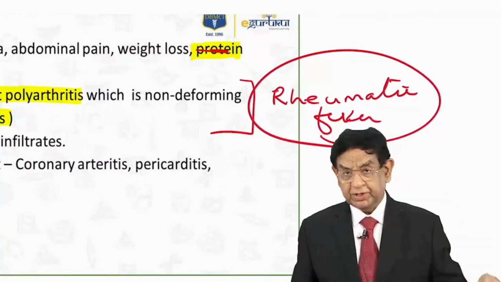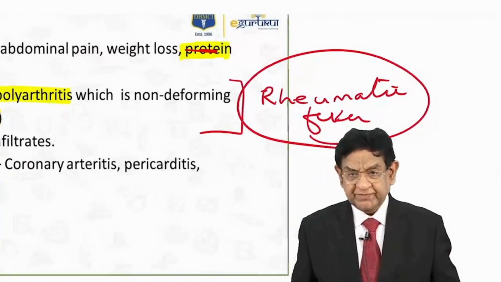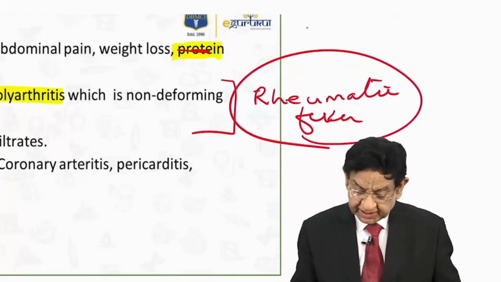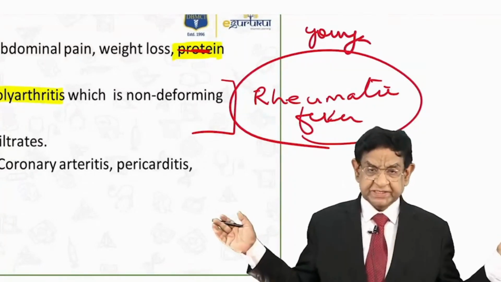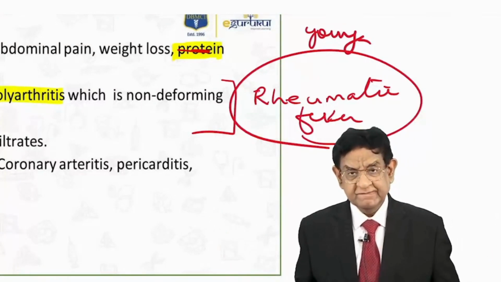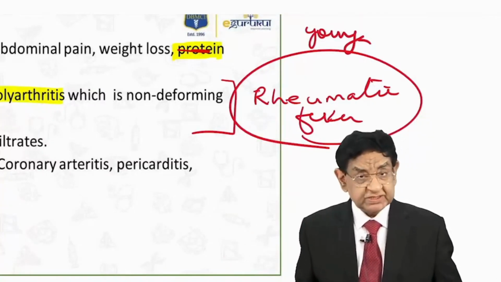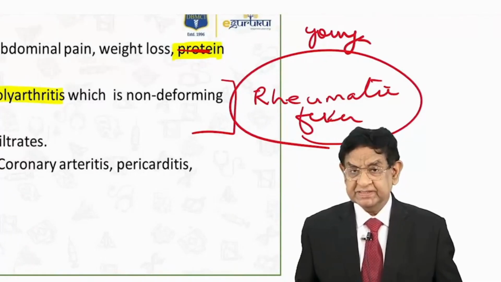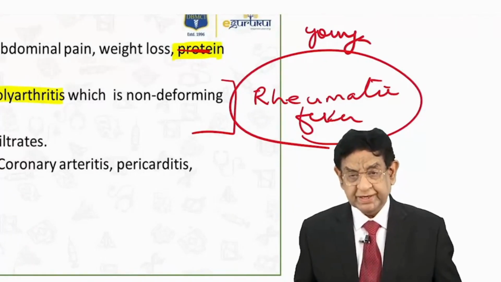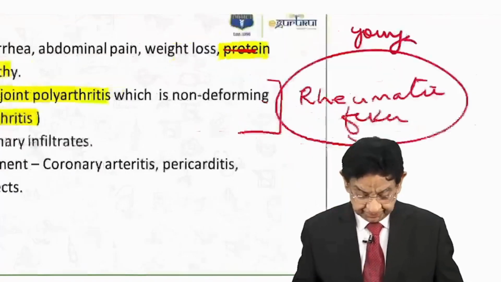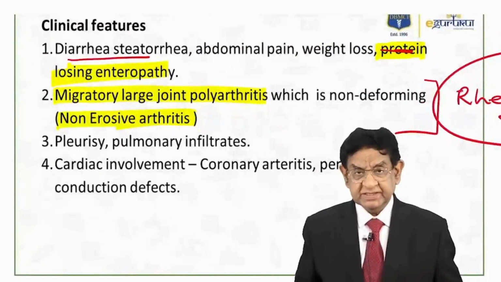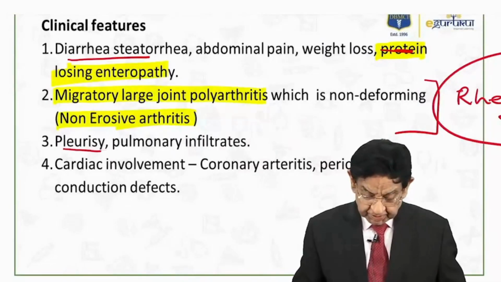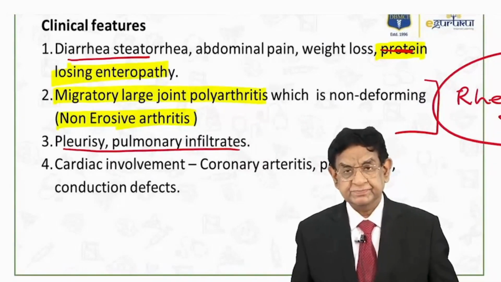But point to be noted, rheumatic fever occurs usually in the younger age group. And of course, the additional features are there. But we learned that Whipple disease is the disease of the middle or the older people. Point to be noted. Well, in the multi-system involvement, lung involvement can be pleurisy or lung infiltrates.